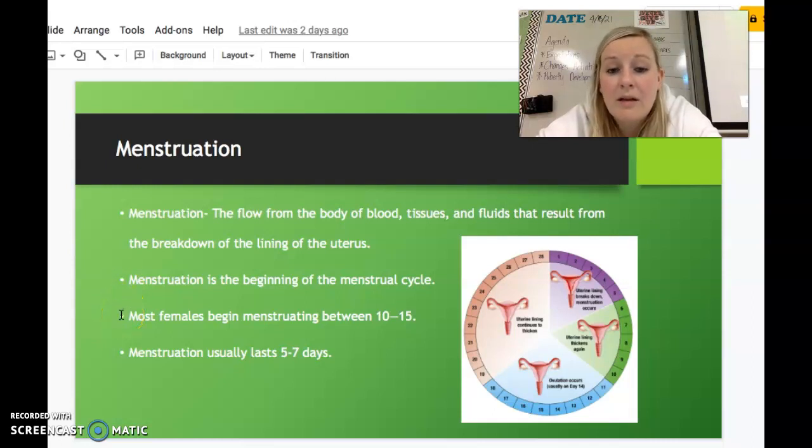Most females begin menstruating between 10 to 15 years old. So for a lot of our female students, this is something that they're having to experience for the first time and try and figure out what's going on with their bodies. Menstruation is usually going to last for 5 to 7 days. So a girl's period will typically be about a week long of a process.